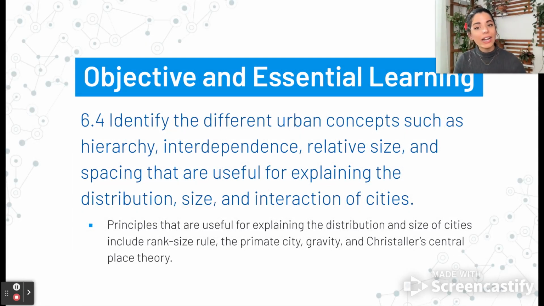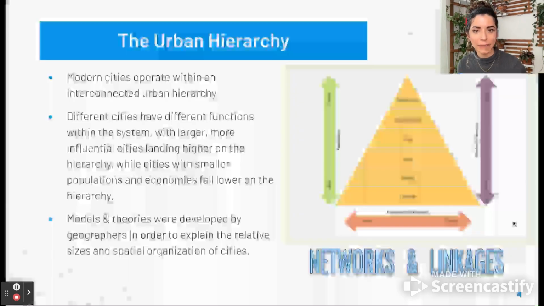So 6.4, identify the different urban concepts such as hierarchy, interdependence, relative size, and spacing that are useful for explaining the distribution, size, and interaction of cities. So we're going to talk through some principles that help us understand these things, such as rank size rule, the primate city, the gravity model, and Christaller's central place theory.